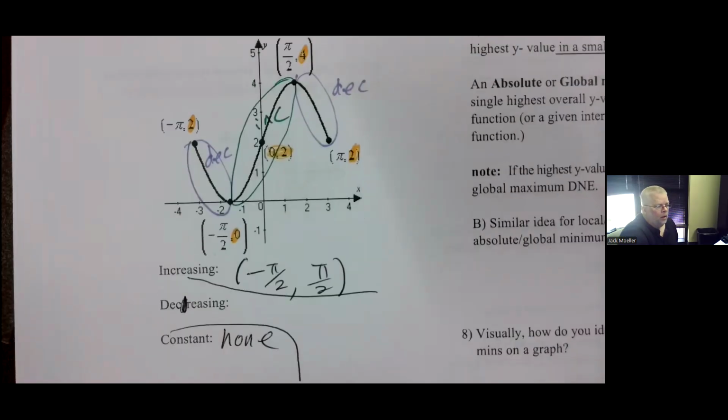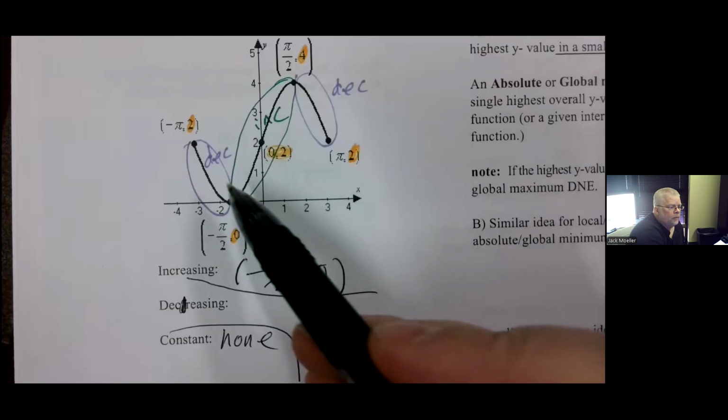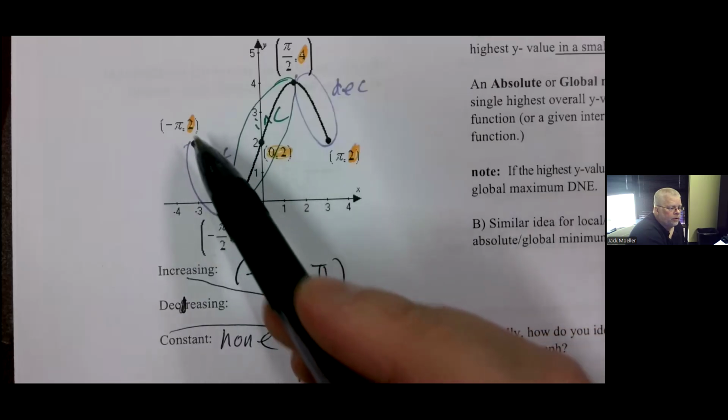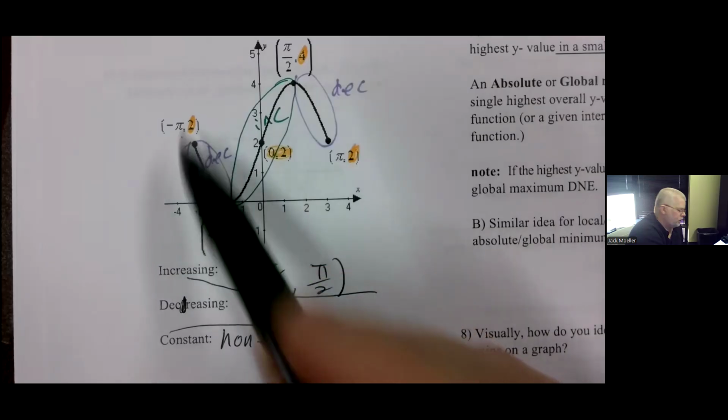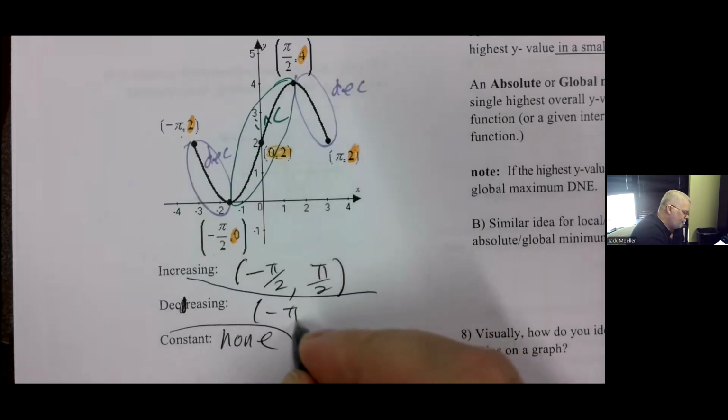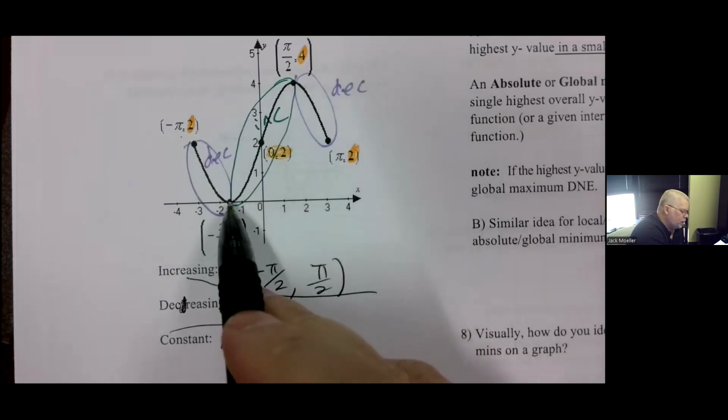Okay. All right, now where is it decreasing? So this one has two areas with negative slope. And so for this first one, where does it start decreasing? On the left, it's negative pi. On the right, it's negative pi over 2.